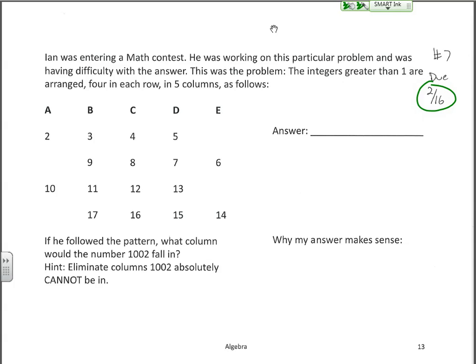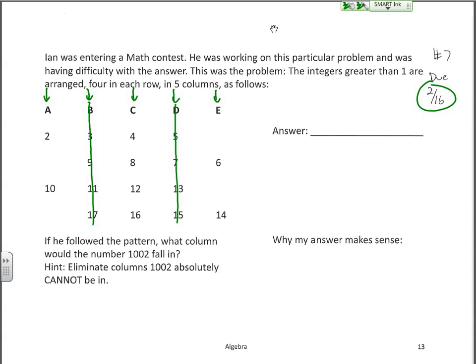And my hint to you on how to start this is eliminate the columns 1002 absolutely cannot be in. So here's what we want to focus on. We want to look at the numbers in each column and look for patterns. Right off the bat, you might notice that columns B and D contain only odd numbers. 1002 being even, it's going to be impossible for 1002 to fall in column B or column D, so we can eliminate those.